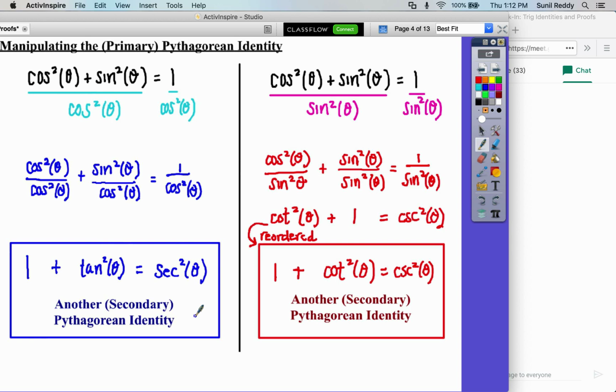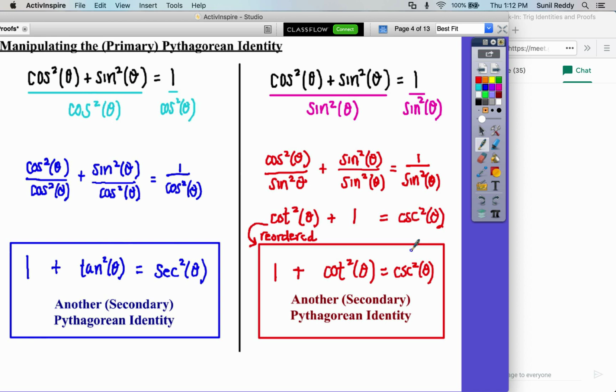And then similarly, if we divide it by sine squared, simplifying everything on this side and using identities, cosine squared over sine squared is cotangent squared using the quotient identity. Sine squared over sine squared is obviously just 1, and 1 over sine squared is cosecant squared. Okay, so that's how I got this third Pythagorean identity. So that's 3 Pythagorean identities altogether.